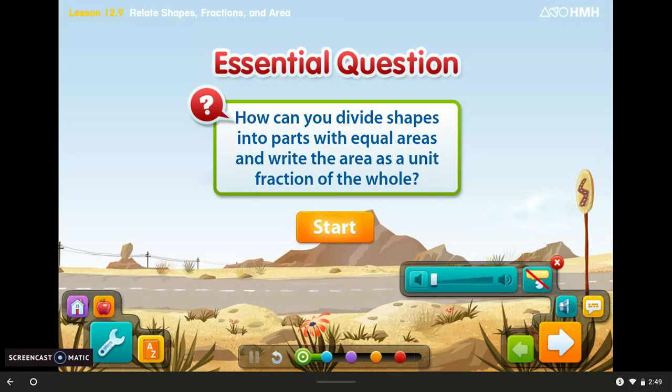Third grade. Happy Wednesday. This is our last lesson of chapter 12, and it's our last lesson that you're going to be learning today and this week.